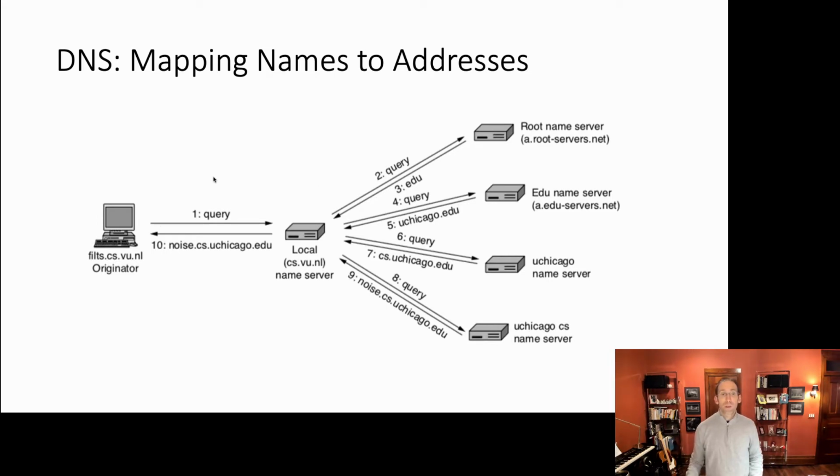The first step is a so-called DNS query, where a machine that wants to look up a particular name, such as noise.cs.uchicago.edu, issues a query to its so-called local name server. That local name server will then issue a sequence of queries to a set of so-called authoritative domain name servers, each of which is responsible for a particular part of the hierarchy.